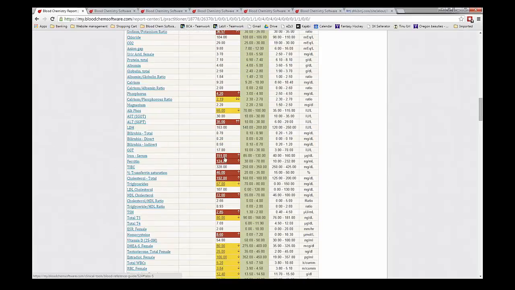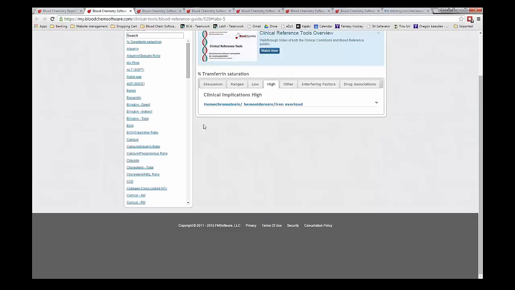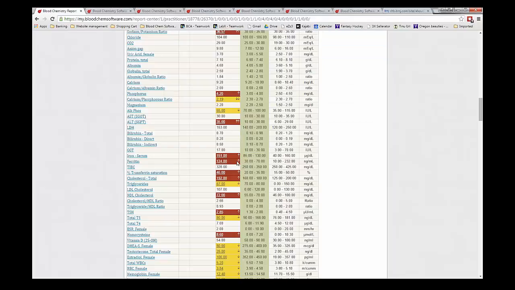Her iron levels are elevated, ferritin levels are elevated. Elevated ferritin is an inflammatory marker here. Percent transferrin saturation is elevated. Let's take a look at that. That's a hemochromatosis or iron overload. Quite uncommon in females, so I'm kind of curious about that.